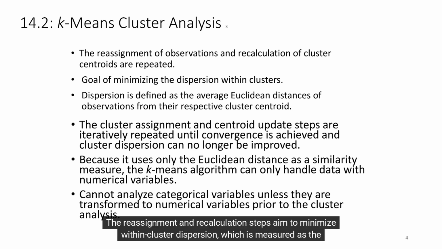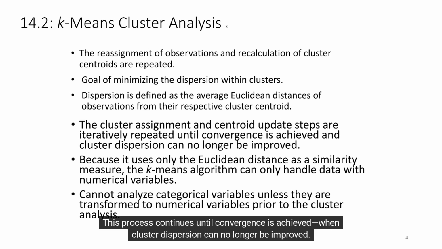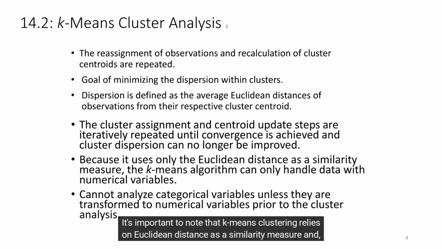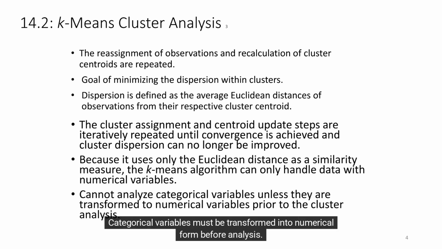The reassignment and recalculation steps aim to minimize within-cluster dispersion, which is measured as the average Euclidean distance of observations from their cluster centroids. The algorithm iterates through the following steps: reassigning observations to the nearest cluster based on updated centroids, and recalculating the cluster centroids to reflect the new cluster assignments. This process continues until convergence is achieved, when cluster dispersion can no longer be improved. It's important to note that k-means clustering relies on Euclidean distance as a similarity measure and therefore requires numerical data. Categorical variables must be transformed into numerical form before analysis.